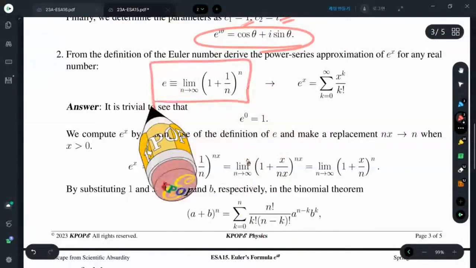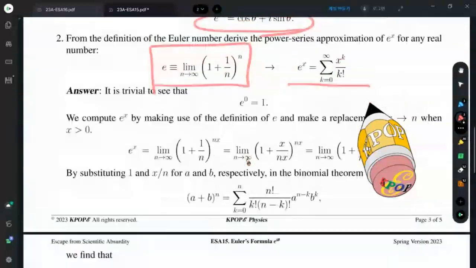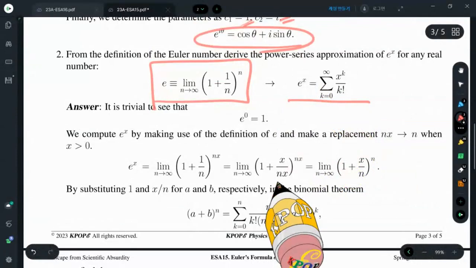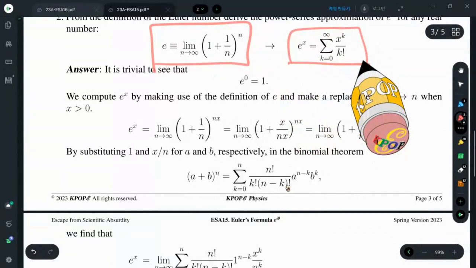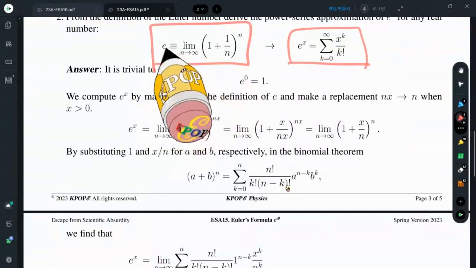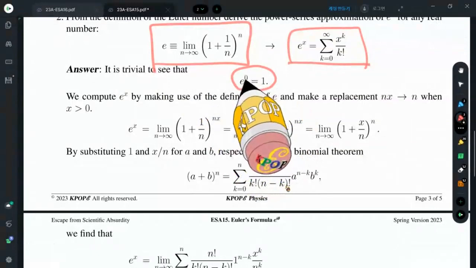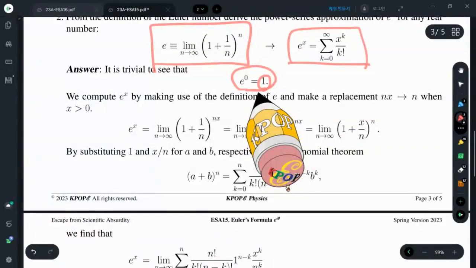Okay, anyway, we begin with the definition of the Euler number to consider the power series expansion of the exponential function without knowing the Taylor series expansion. Eventually, it is exactly the same as the Taylor series expansion about x equals 0. First of all, we consider the case e to the 0. Any number to the 0th power is defined to be unity.